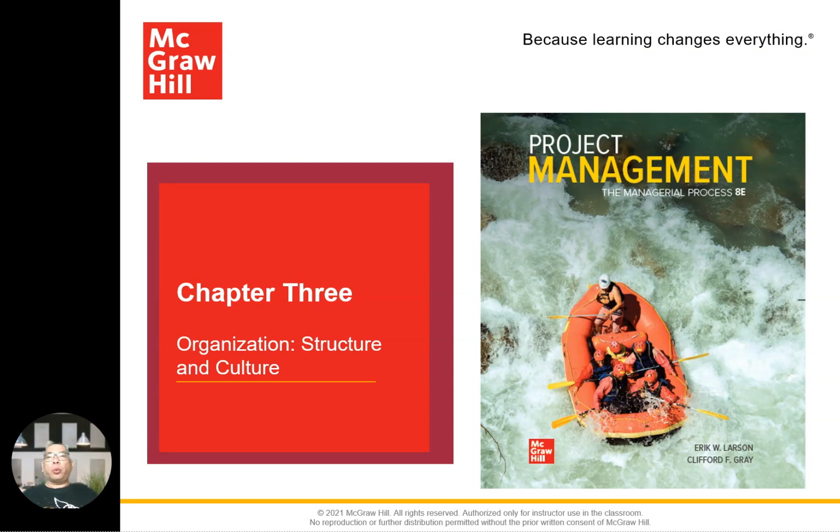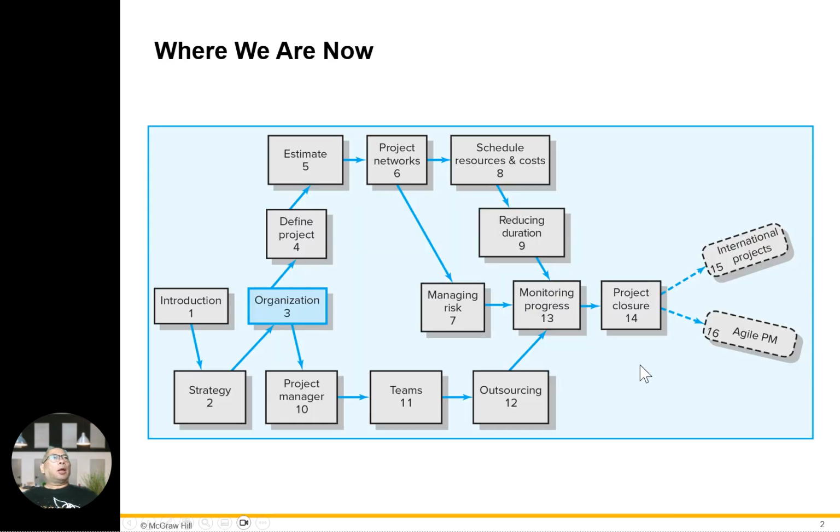We are continuing with project management, chapter 3. Today we're going to discuss organization structure and cultures. We are using the same book, Project Management: The Managerial Process by Erik and Clifford, copyrighted by McGraw-Hill. Once we discussed the introduction strategy, now we are talking about the organization. Each organization has its own different way of doing things, okay?